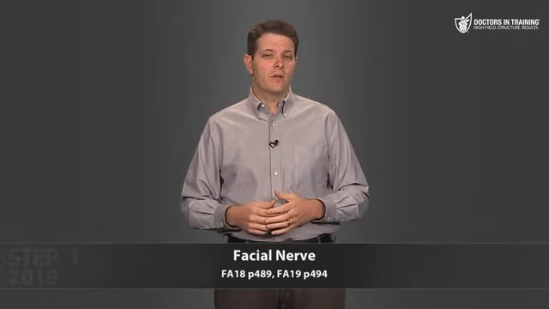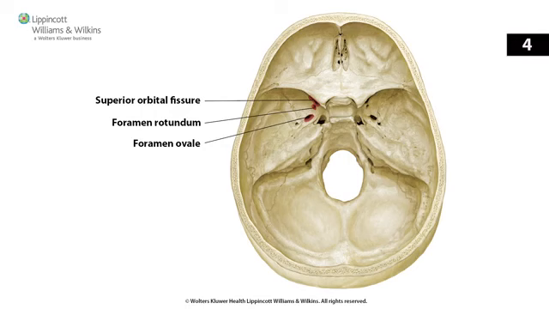Cranial nerve 6 was covered in another video, so now let's move on to cranial nerve 7, which is the facial nerve. The facial nerve exits the skull through the internal acoustic meatus, along with cranial nerve 8.